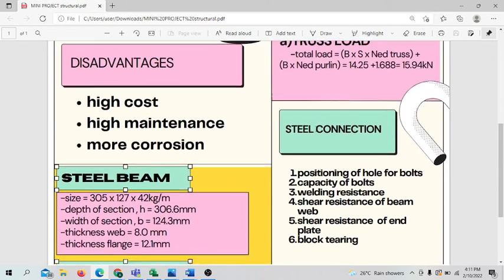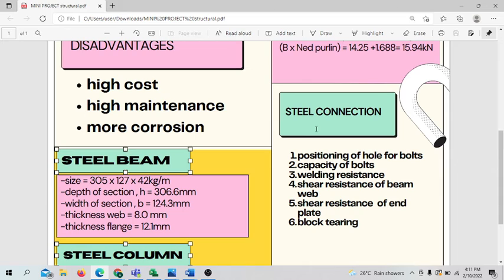Next we go to the steel connection. The design procedure is: first, the positioning of holes for bolts. Second, capacity of bolt. Third, welding resistance. Fourth, shear resistance of beam web. Fifth, shear resistance of end plate. Sixth, block tearing.